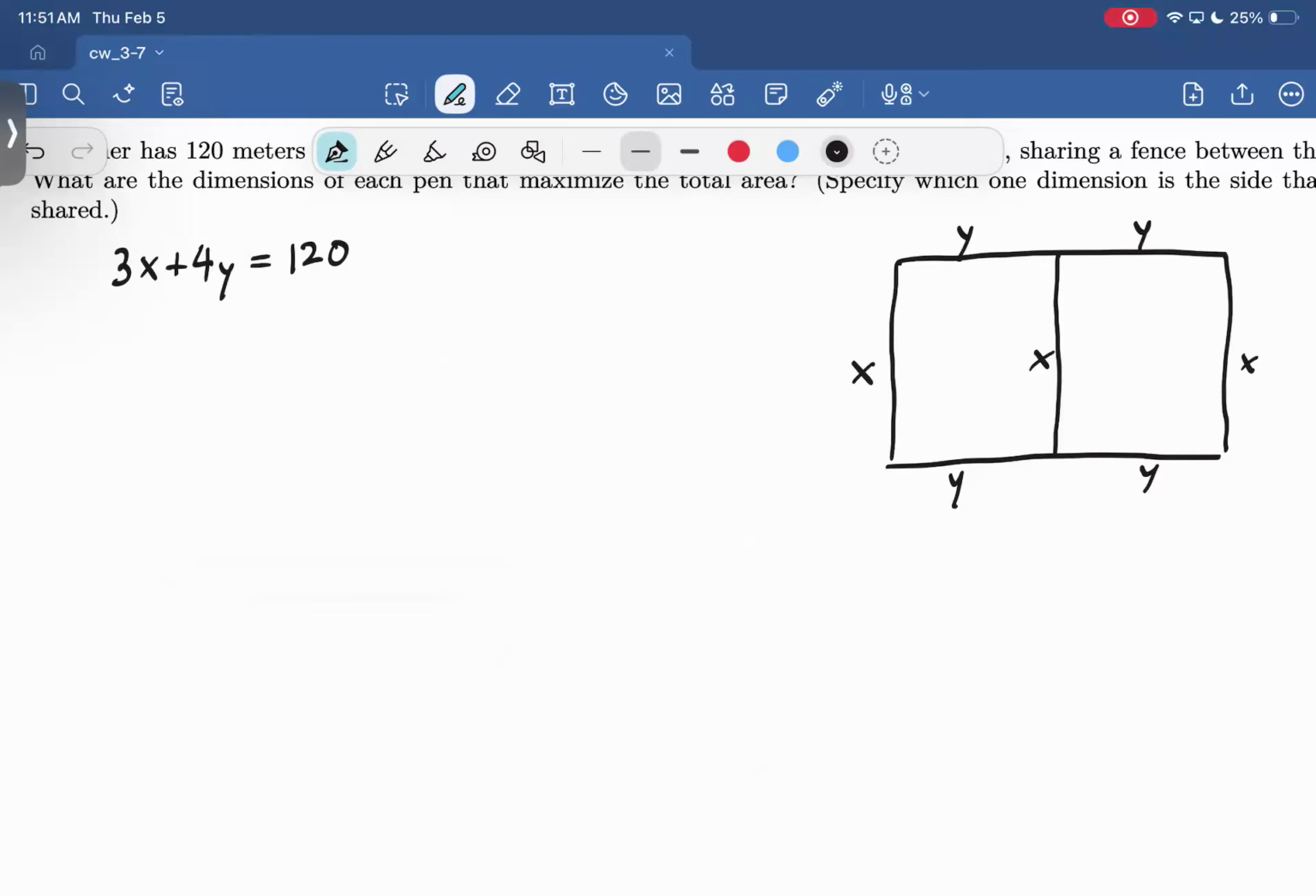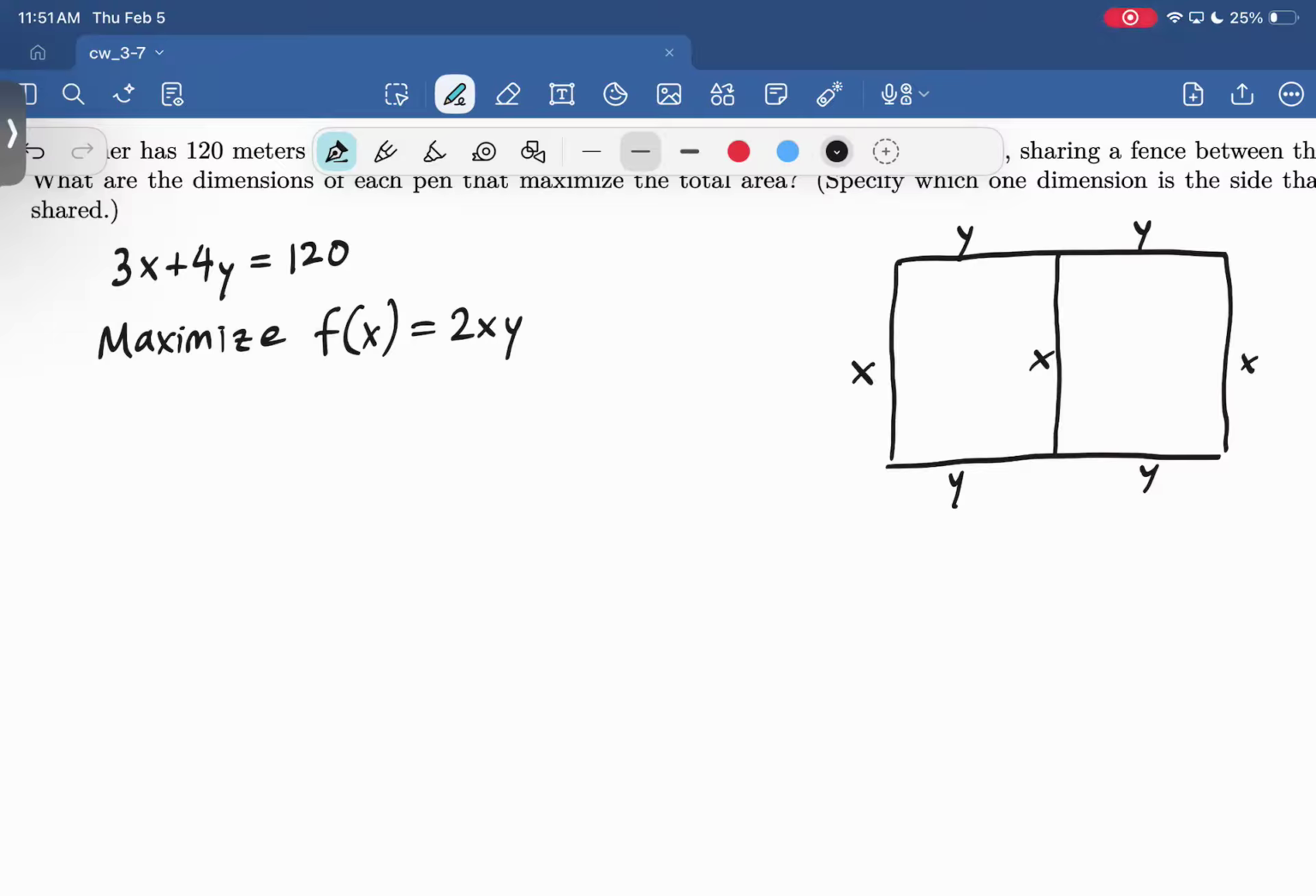Okay, what are we trying to maximize? People, what are we trying to maximize? Good, we're trying to maximize the total area, which is 2xy. Okay, so we're trying to maximize f of x equals 2xy.